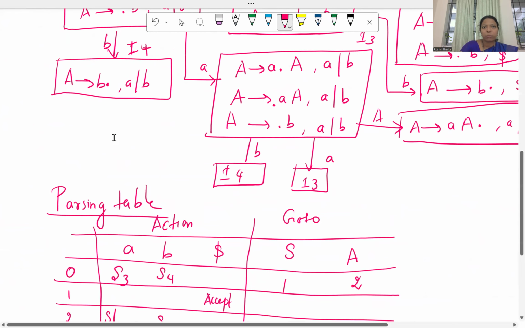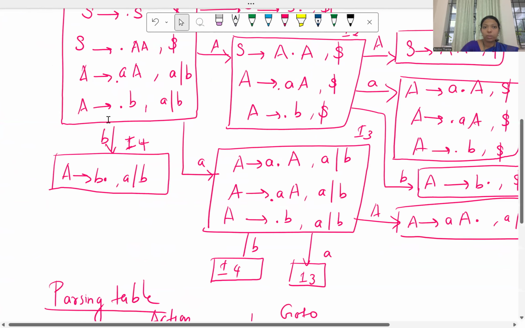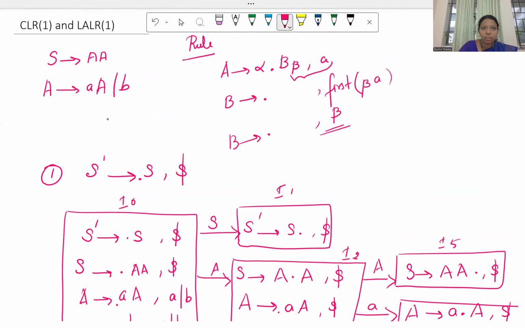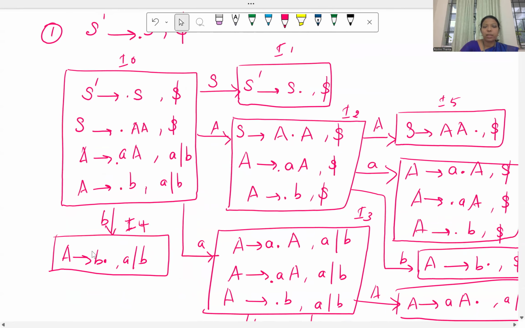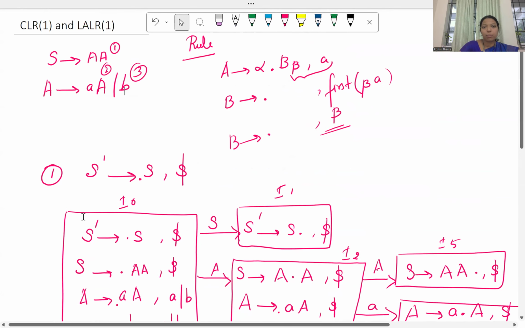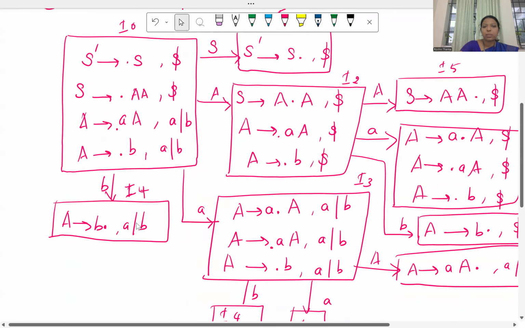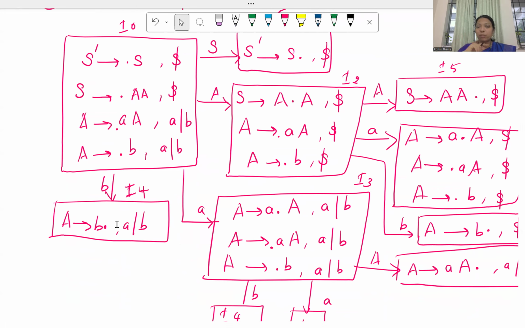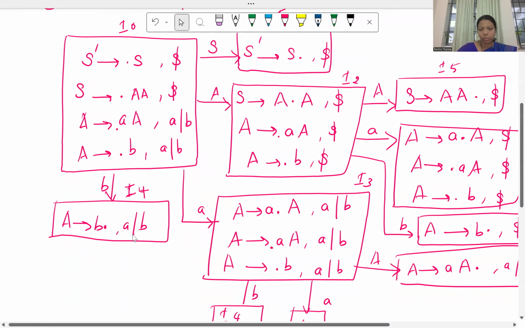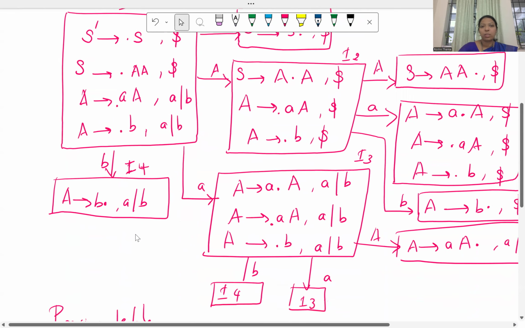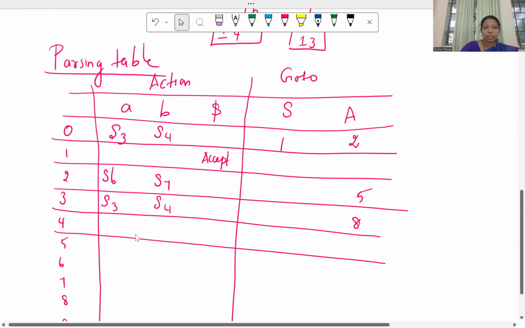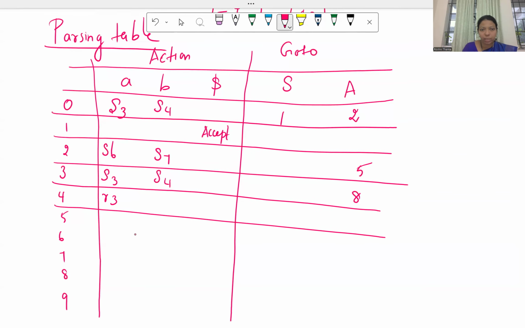When you read the fourth state, it is a final state. So what will you do? Again, don't forget to number your productions. This is the first production, second production, third production. Now this is a final state, so find the production number. A derives b is the third one. If you remember in SLR, we find the follow set and write the reduce in those positions. But here you just look at the look ahead, and in the place of the look ahead alone, you write the reduction. So in the place of a and b, you have to write R3.